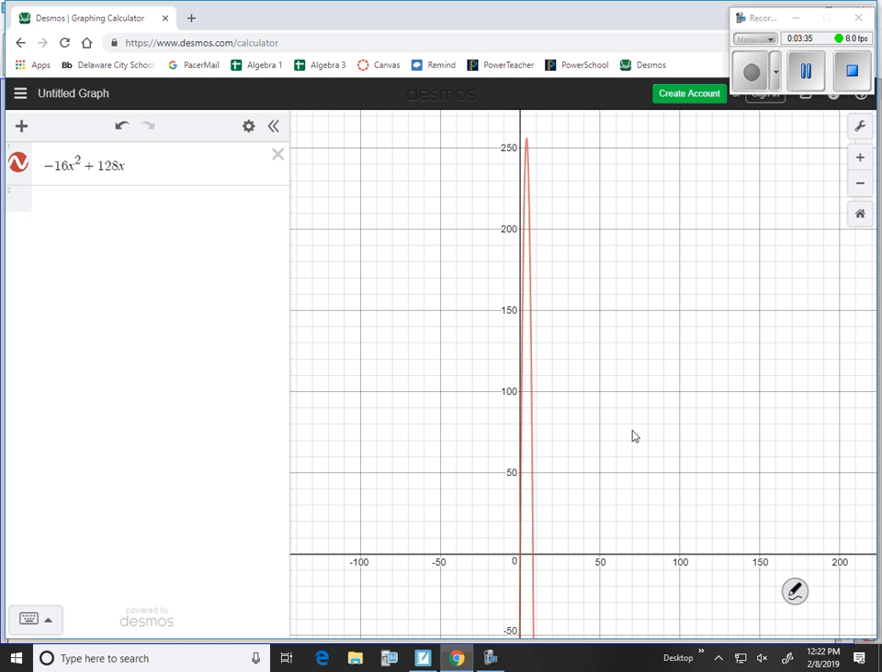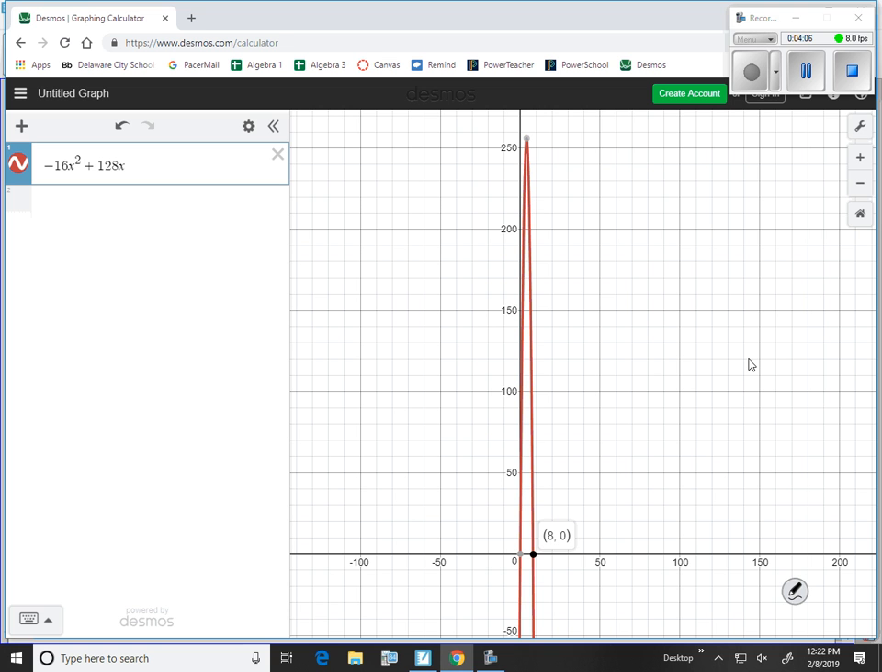Okay, so looking at our graph, question A: how long will it take for the rocket to hit the ground? I hope that you're getting this. Anytime we're hitting the ground or laying in the water or whatever it is, that is where our graph crosses the x-axis on the right-hand side. Is that making sense? Okay, so that would be 8 seconds. Part A is 8 seconds.